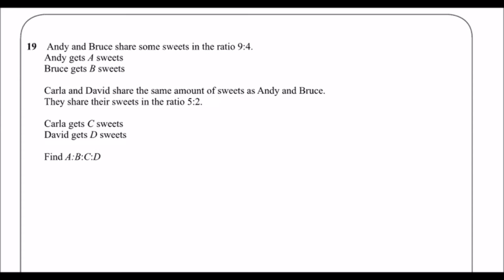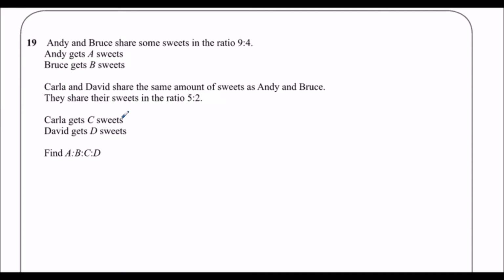Question 19. Andy and Bruce share some sweets in the ratio 9:4. Andy gets A, Bruce gets B. Carla and David share the same amount of sweets in the ratio 5:2. Carla gets C, David gets D. Find the ratio A to B to C to D. So Andy and Bruce, their sweets are 9:4. So that's 13 parts at the moment. And Carla and David, that's 5:2, which is 7 parts at the moment.